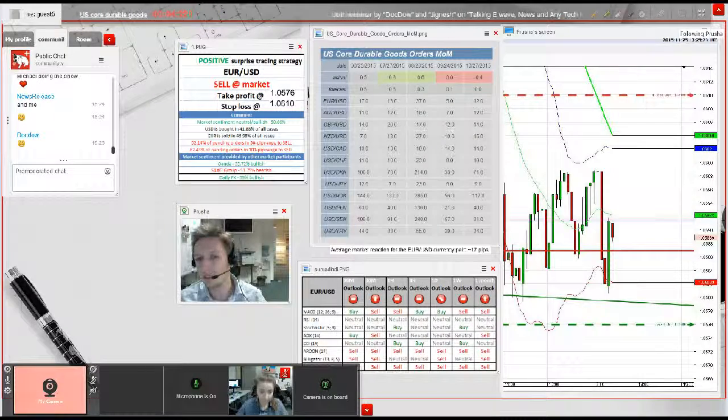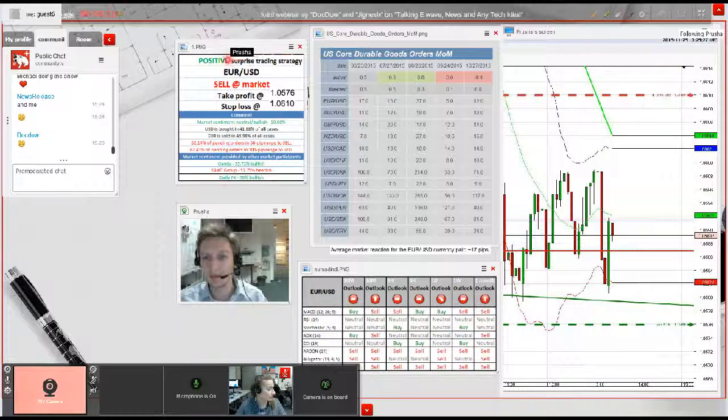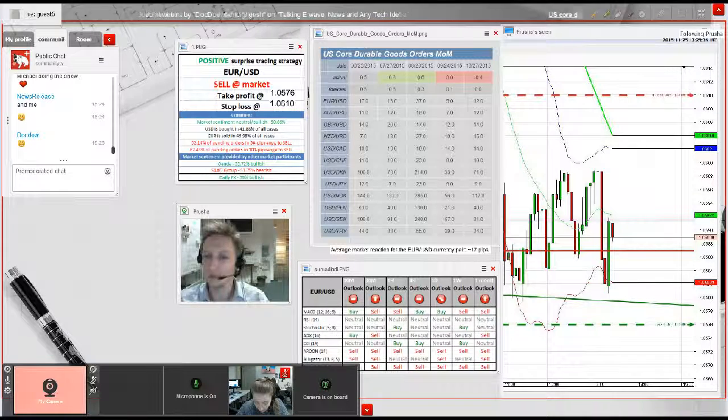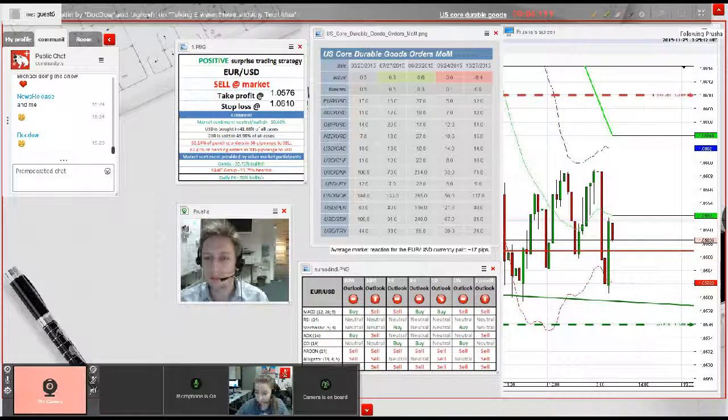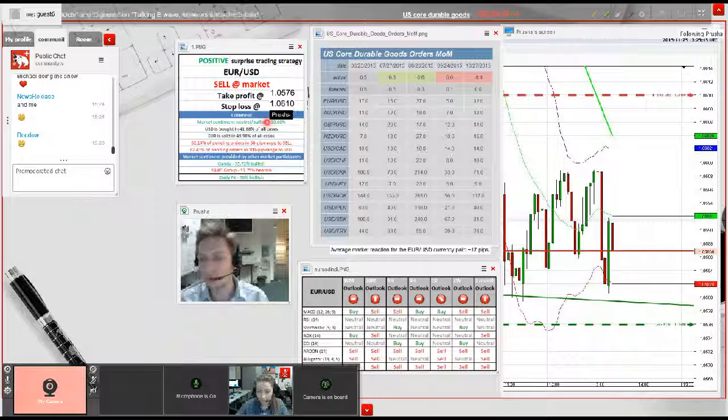So, hello everyone. And for today's data, we have the euro dollar currency pair. And of course, we have the sell market and the positive surprise trading strategy, since the data is expected to improve. However, there are still some risks that we will see a rise in the euro, since it was boosted today due to geopolitical issues. But nonetheless, the market sentiment towards the given pair is kind of neutral, with bulls slightly outnumbering the bears.